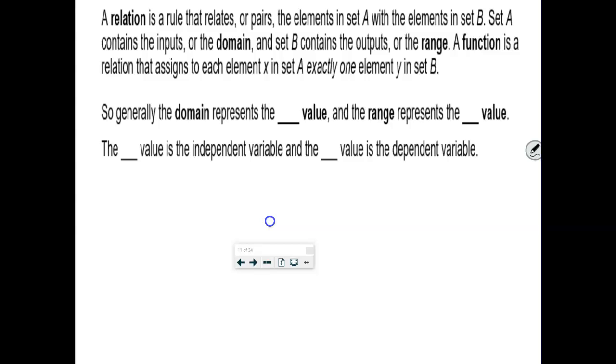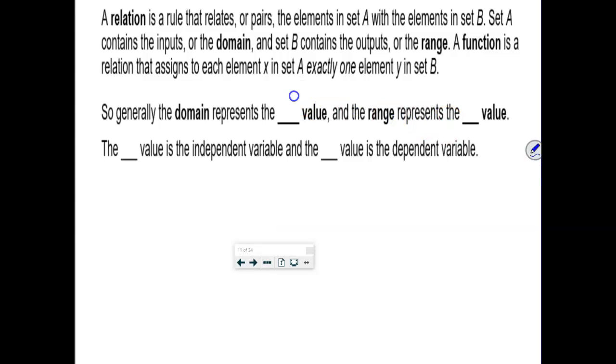So the official definition for domain would be the set of all X's for which the function exists, and then the range would be the set of all Y's for which the function exists. Now, domain and range has to be written for us in interval notation. You have to be careful about brackets and parentheses. You have to be careful about the order of the interval.